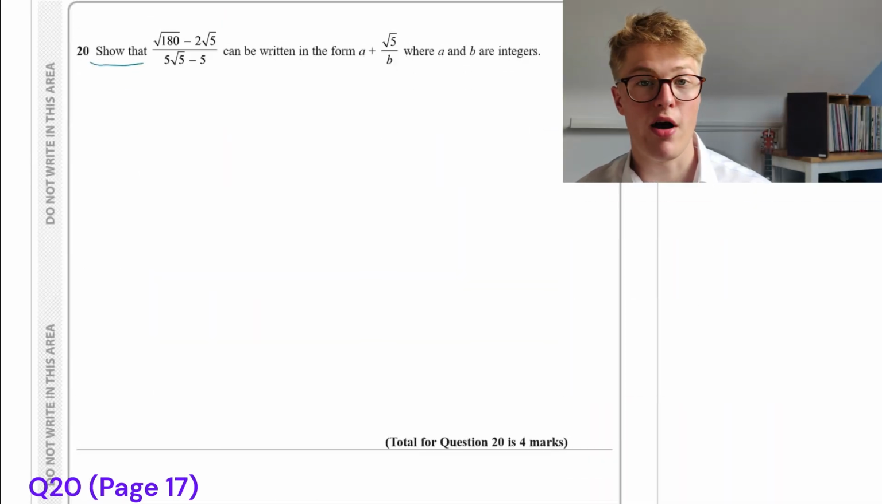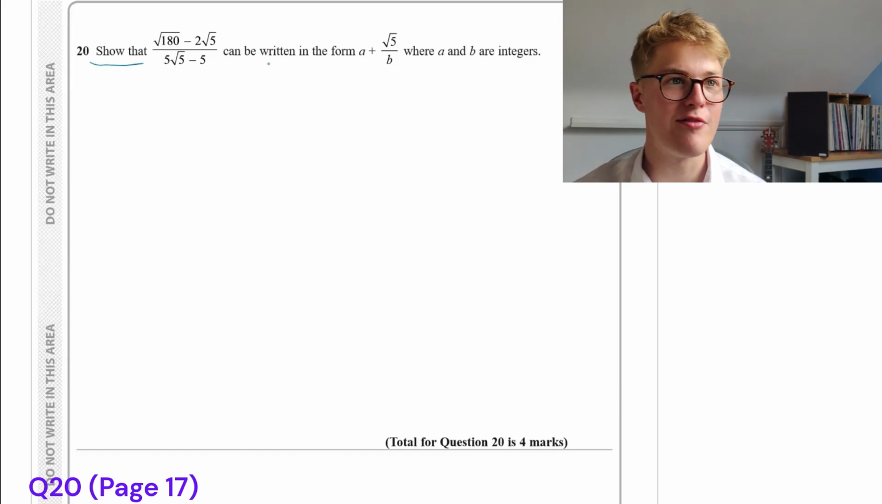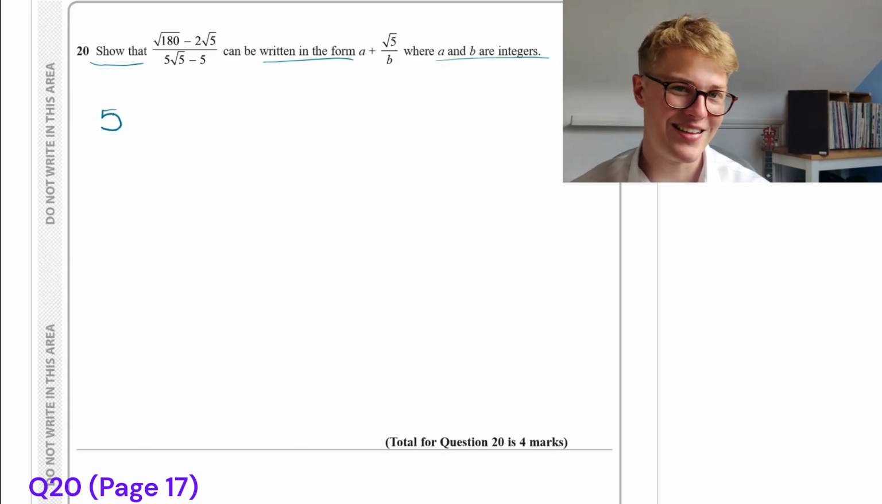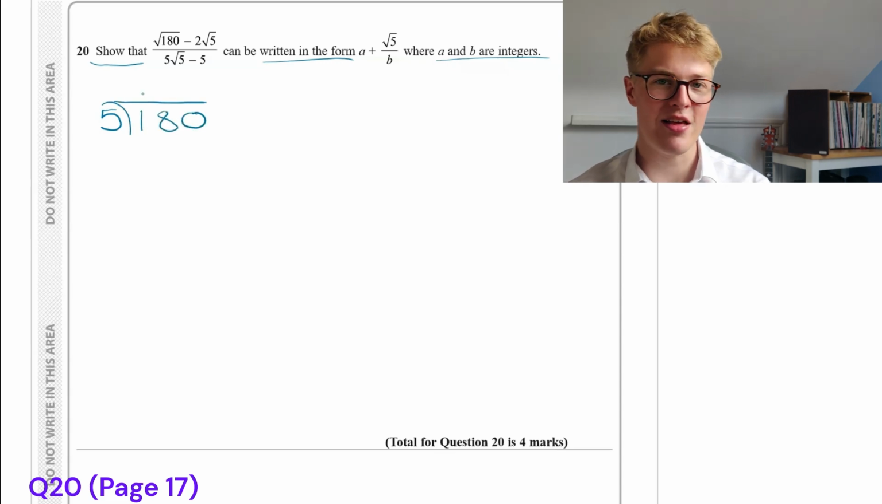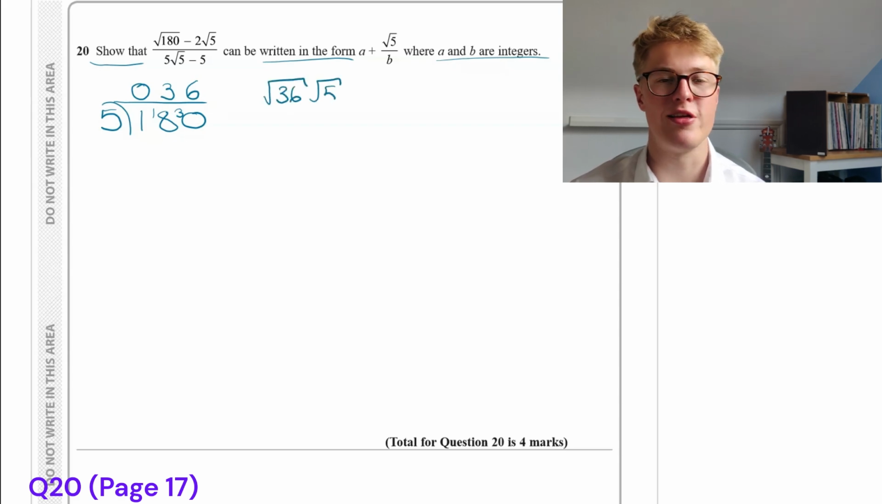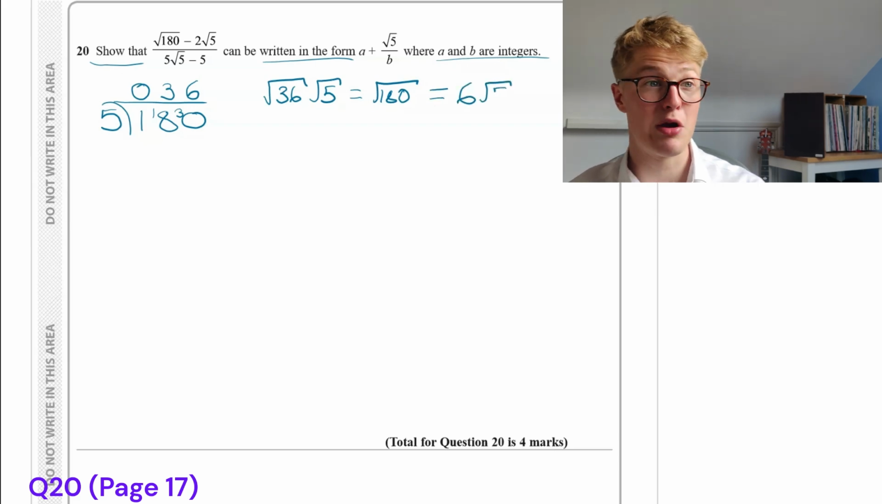Show that the square root of 180 minus 2 root 5 over 5 root 5 minus 5 can be written in the form a plus root 5 over b, where a and b are integers. So the first thing is 180 definitely divides by 5 because it ends in 0. So we do 180 divided by 5, which is 36. So we can write the square root of 180 as root 36 times root 5. This simplifies to 6 times root 5, and then we can move on.